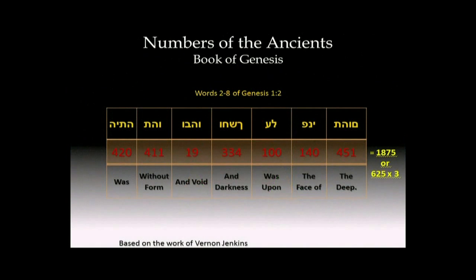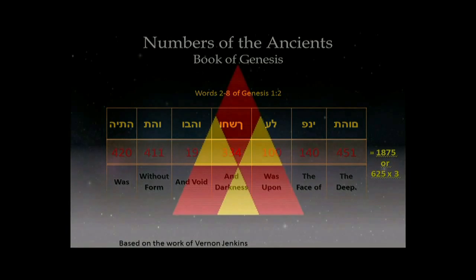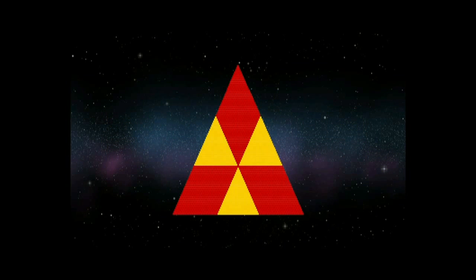The next one comes from Genesis 1:2, words 2 through 8, which states, "Was without form and void, and darkness was upon the face of the deep." The numerical value of this is 1875, or 625 times 3, which gives us 3 625 rhombus insets.